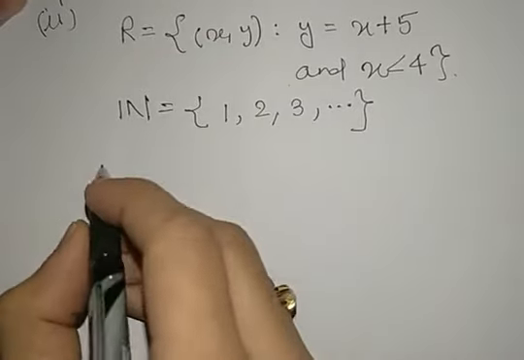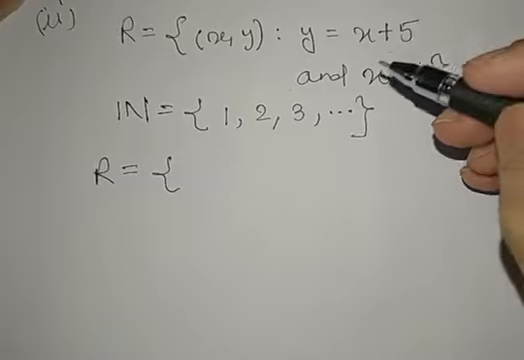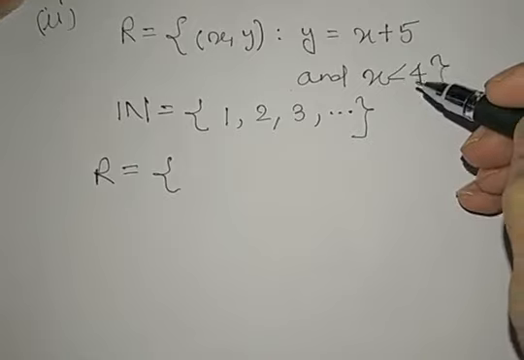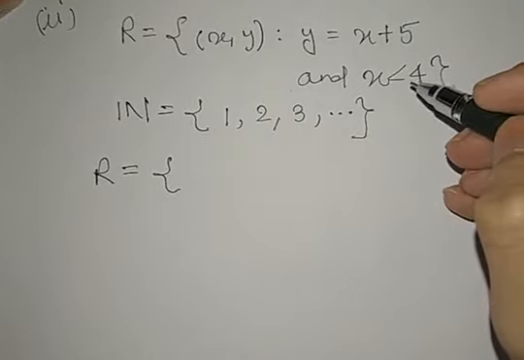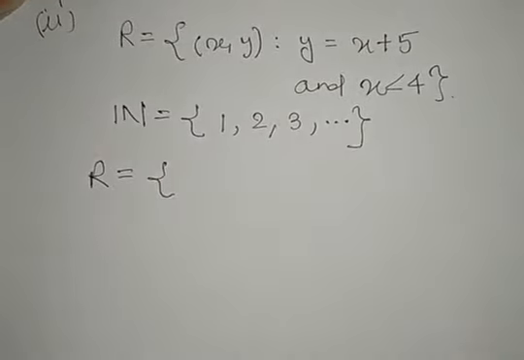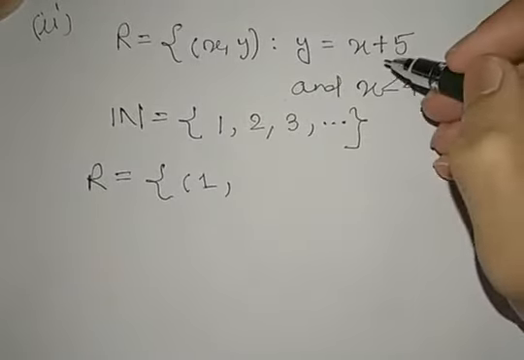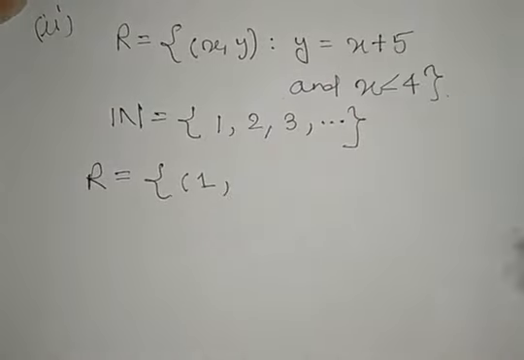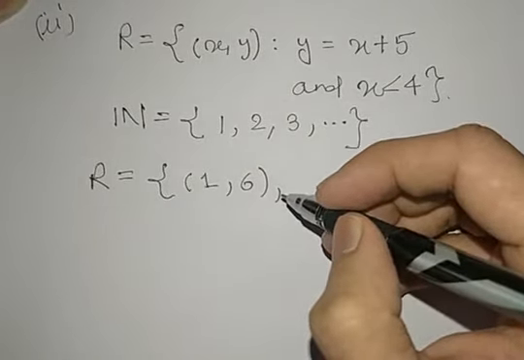So now again, if you look at the set R, that is equal to the set of all (x, y) such that y is equal to x plus 5, and x is less than 4. So here you can see that x should be less than 4, so x will go from 1 to 3. If we take x equal to 1 and substitute it here, you will get 1 plus 5, that is 6. So y will be 6, so (1, 6) is one element of R.